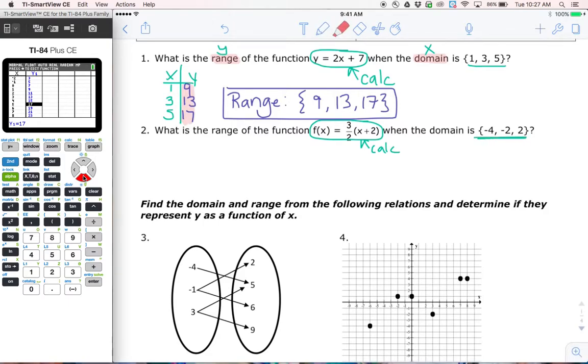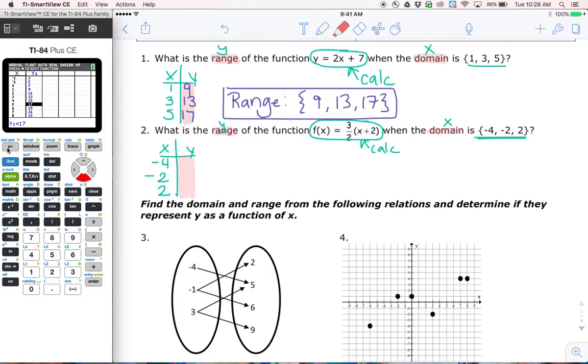Now again, they told me what is the range. So I know I'm looking for the range. I'm looking for the y's. The domain is, so these values they've given me are x values. So I'm going to make my table x, y. My x's are negative 4 and 2, and negative 2 and positive 2. And now I just use my calculator to fill in these y values.